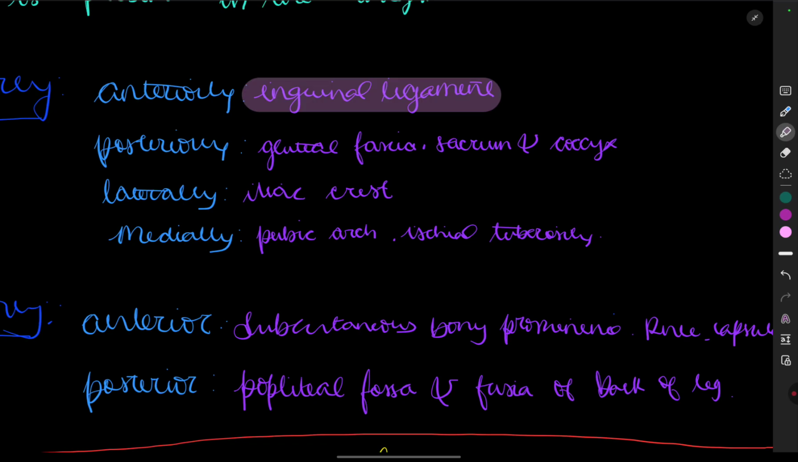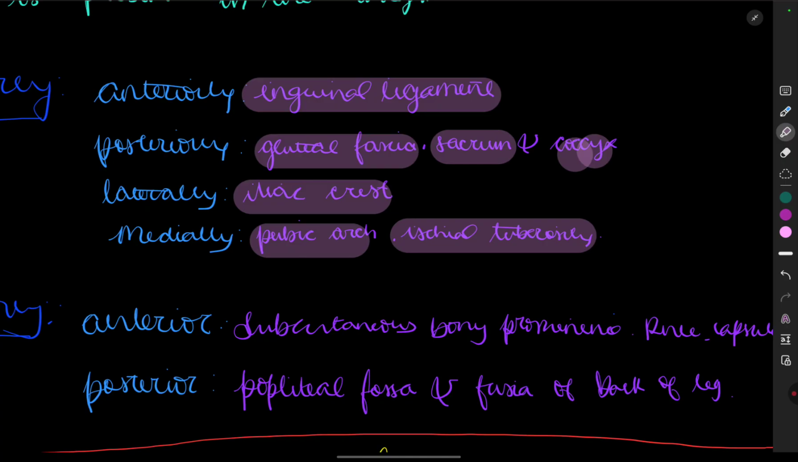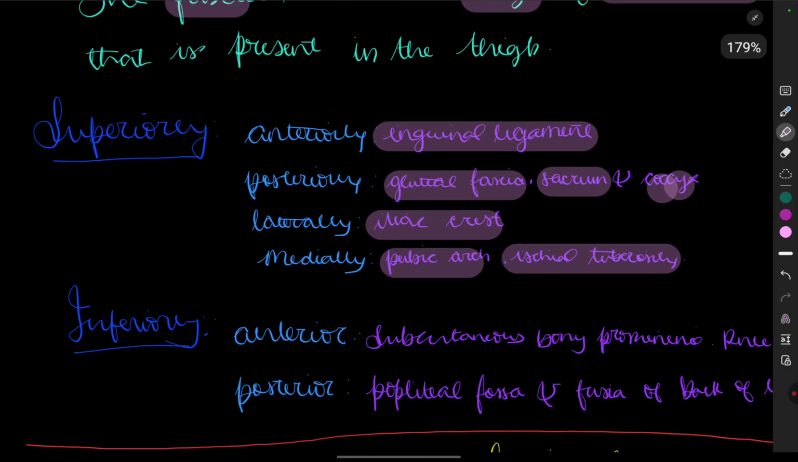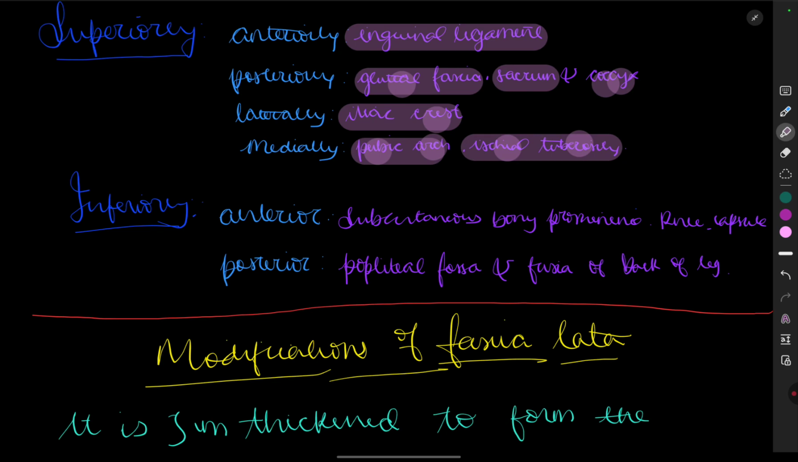How easy it is. On the posterior surface, it is the gluteal region, so the gluteal fascia, the sacrum, and coccyx. Laterally, we know the hip bone contains the iliac crest on the lateral side. And on the medial side we have the pubic arch and the ischial tuberosity of the bone. So anteriorly inguinal ligament, posteriorly gluteal fascia, laterally iliac crest, and medially pubic arch and the ischial tuberosity. So this is superiorly.